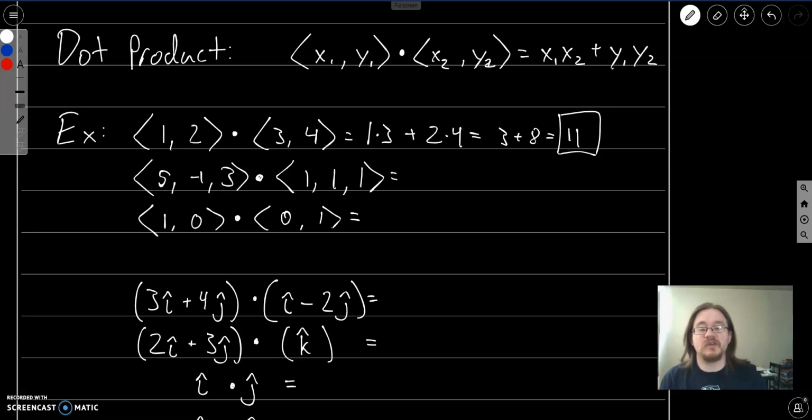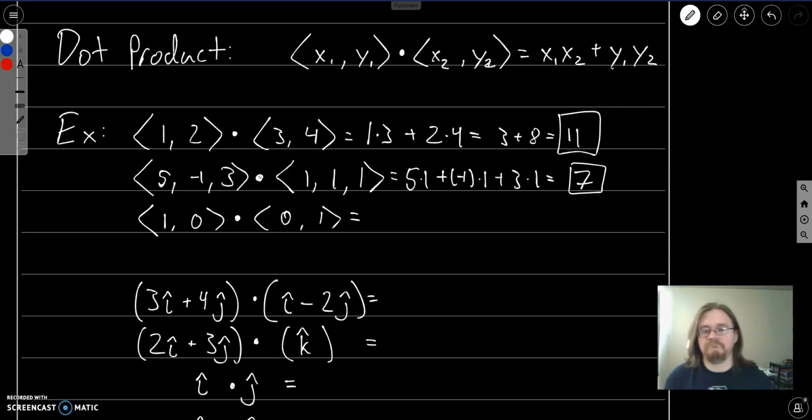Here we have some 3-coordinate vectors, and the dot product works exactly the same. We multiply it coordinate-wise, so we're going to take 5 times 1 plus negative 1 times 1 plus 3 times 1. So that's 5, minus 1 is 4, plus 3 is 7. And that's all there really is to it.